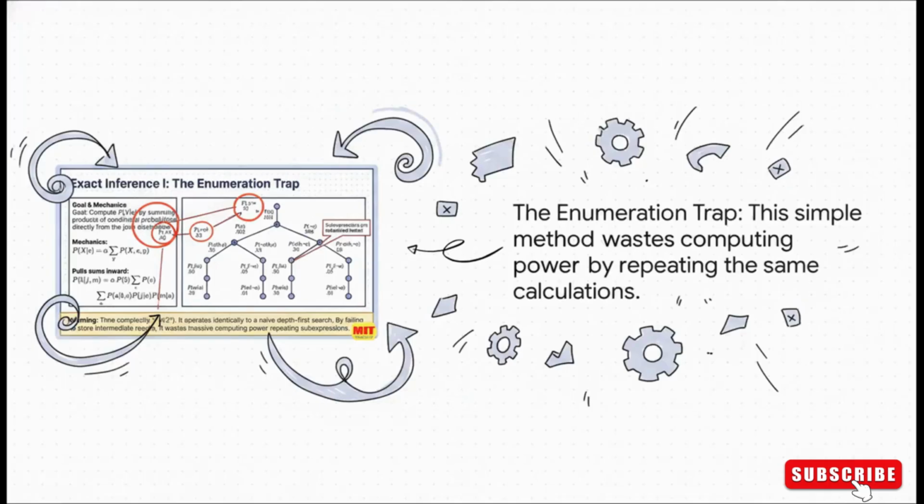Now, the most obvious way to do this is called enumeration. You basically just trace through every possible path in the network. But it has a huge, glaring flaw. This algorithm is, well, it's kind of dumb. It wastes a massive amount of time recalculating the exact same values over and over again.